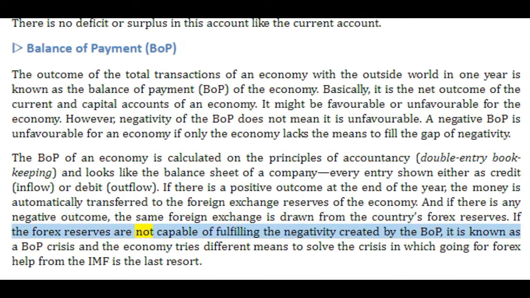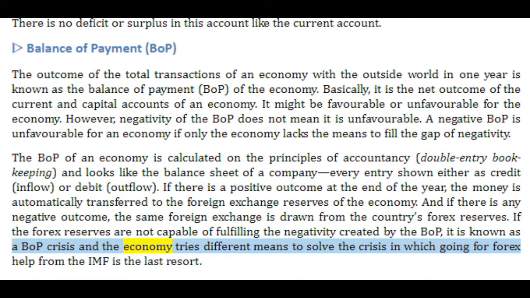If the forex reserves are not capable of fulfilling the negativity created by the war, it is known as a BOP crisis, and the economy tries different means to solve the crisis, in which going for forex help from the IMF is the last resort.